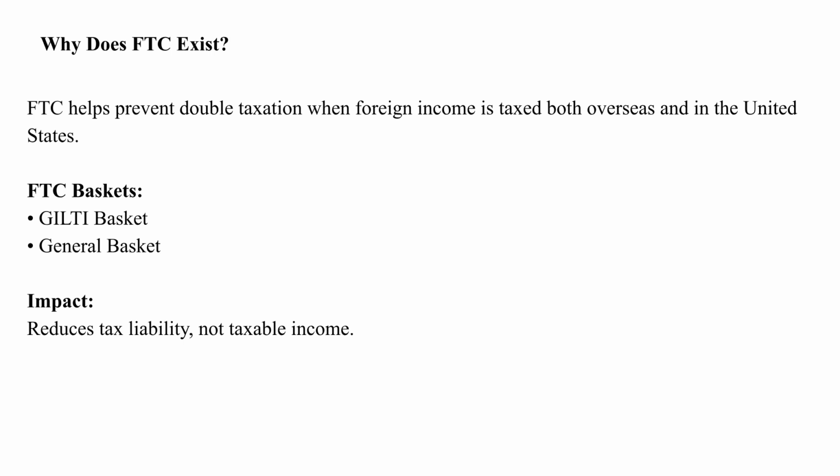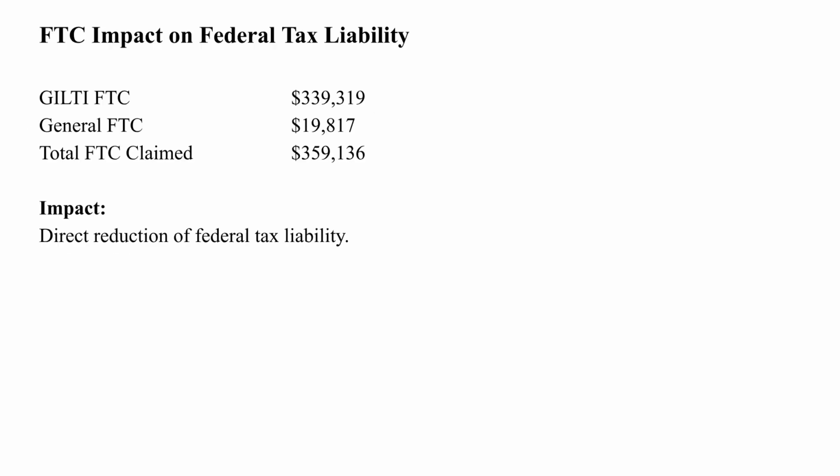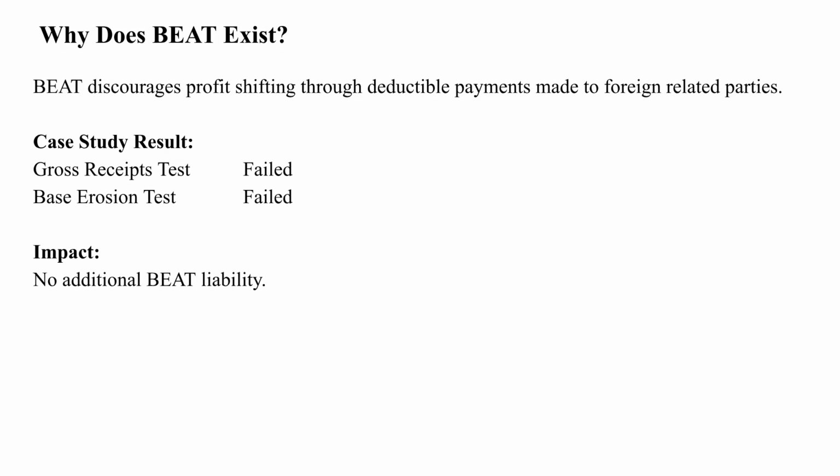The foreign tax credit helps prevent double taxation on foreign source income. Our case study required both a GILTI basket and a general basket computation. The corporation generated total allowable foreign tax credits of $359,136. Because credits reduce tax dollar for dollar, they directly lowered federal tax liability. BEAT was designed to discourage excessive deductible payments to foreign-related parties. In our case study, the corporation failed the required applicability tests, resulting in no additional BEAT liability.